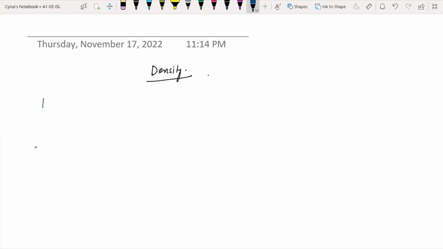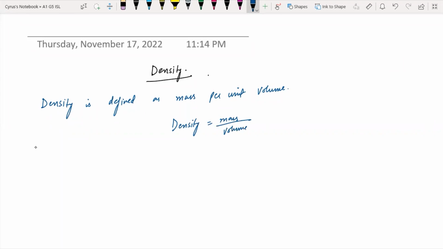Right, that density is defined as mass per unit volume, right? And you write the formula of density as mass over volume. ठीक है, हम इसको इस तरह से लिखेंगे, density as mass over volume.